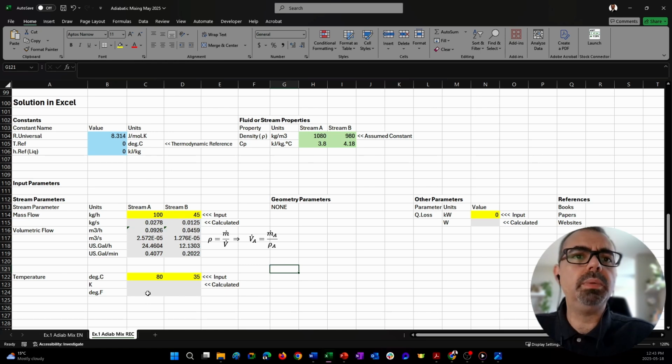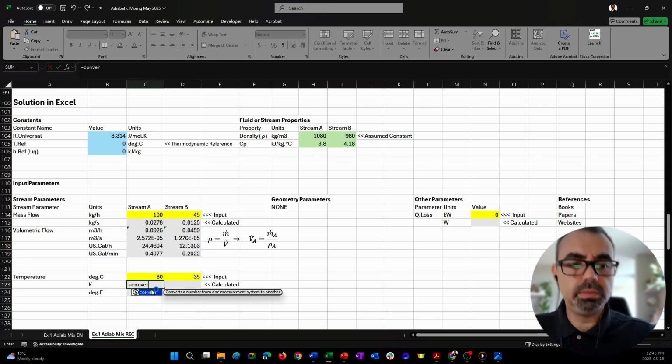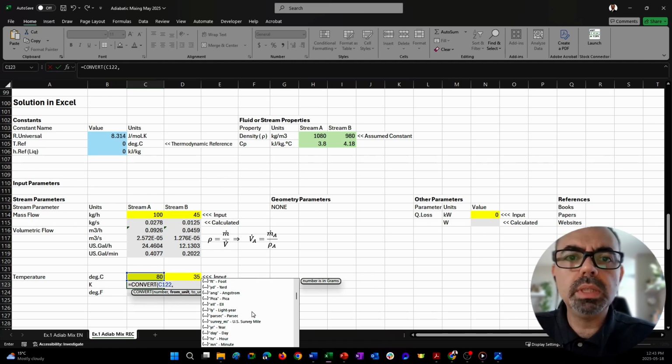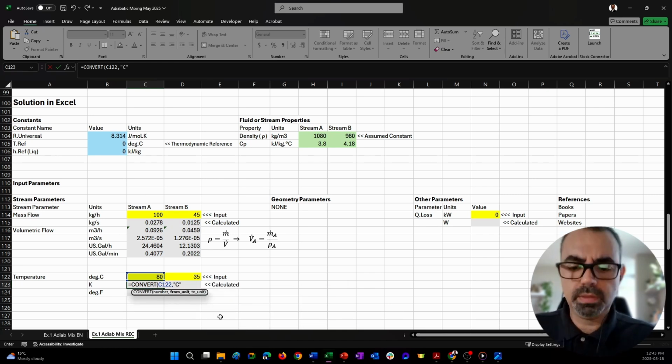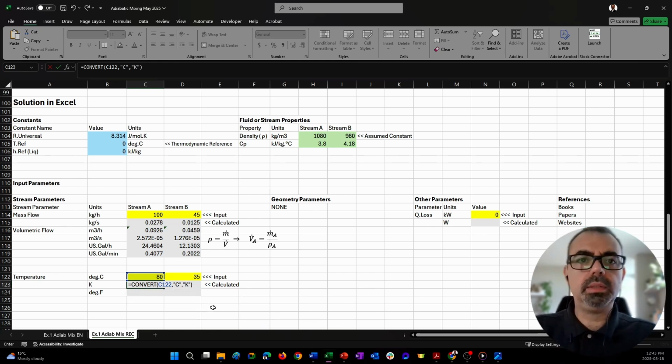Now the same thing I will do with temperature. So I will convert to Kelvin. I'm going to use again the convert function. Convert function from temperature. There is degree Kelvin somewhere here. Okay. Degrees Celsius, and I want to convert to Kelvin. Celsius to Kelvin. And the same I will repeat for Fahrenheit.